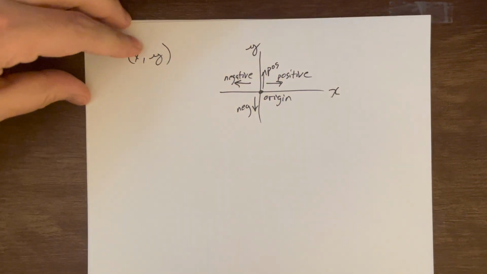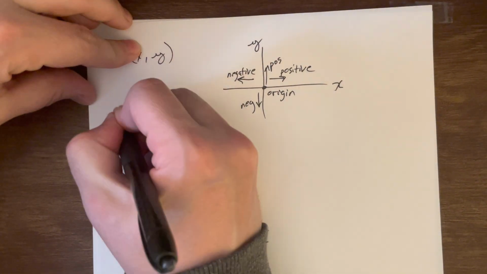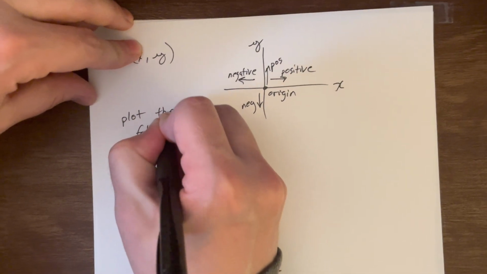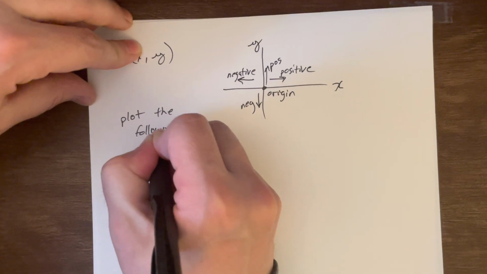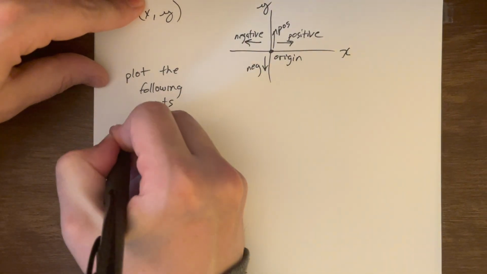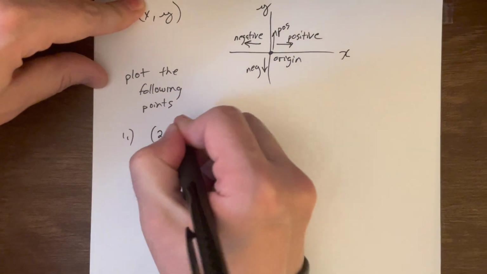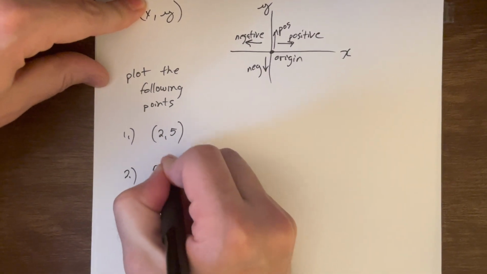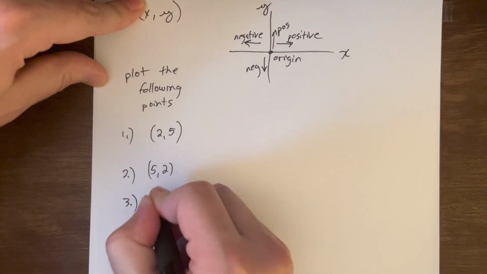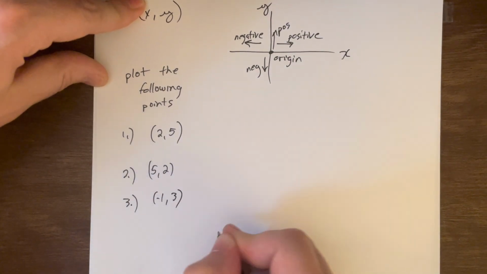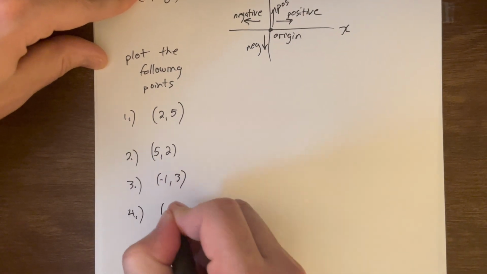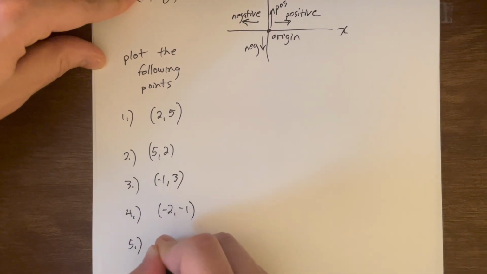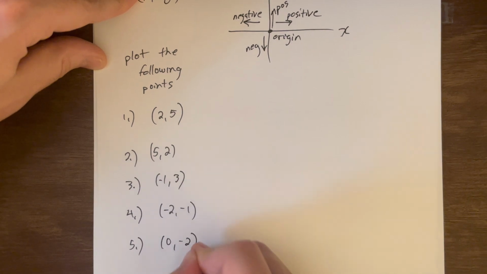So let's just take a moment. Let's practice. Let's plot the following points. We'll do a few. Number 1, we'll go 2, 5. Number 2, we'll go 5, 2. Number 3, we'll go -1, 3. Number 4, we'll go -2, -1. Number 5, 0, -2.